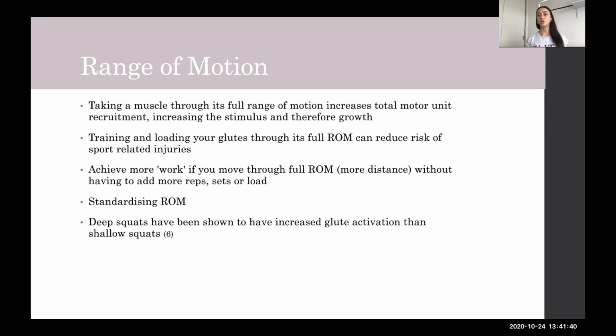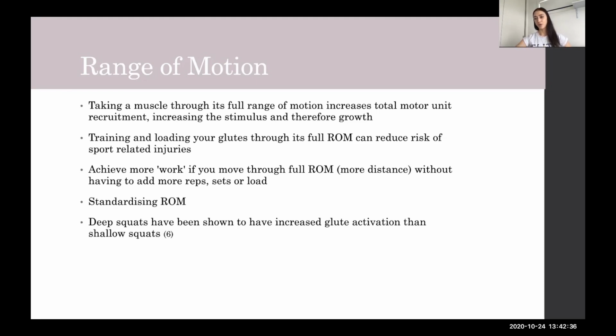Now looking at range of motion, so when you take a muscle through its full range of motion, this increases the total unit recruitment, it increases that stimulus and growth. So we can actually achieve more total work by traveling for more distance. So if you go all the way down in a squat, you'll be getting a much larger stretch. It'll actually be more difficult. You won't need as much load than if you were to do, say, a half squat. So if you do play sports, you'll be getting into all kind of funky end range positions. So it's really important that you do possess strength in the muscle's full range of motion.